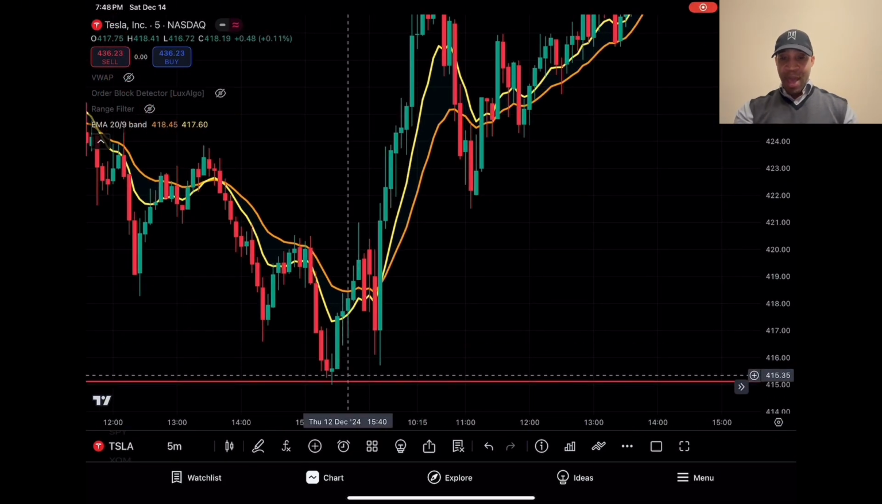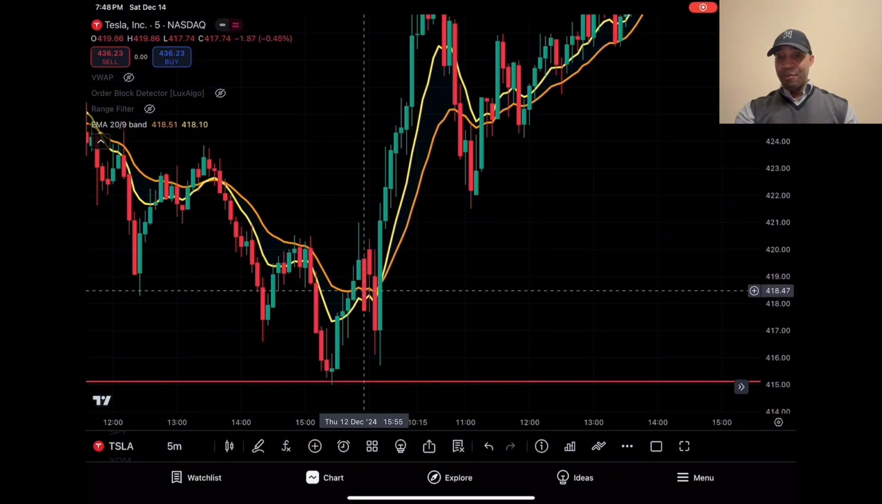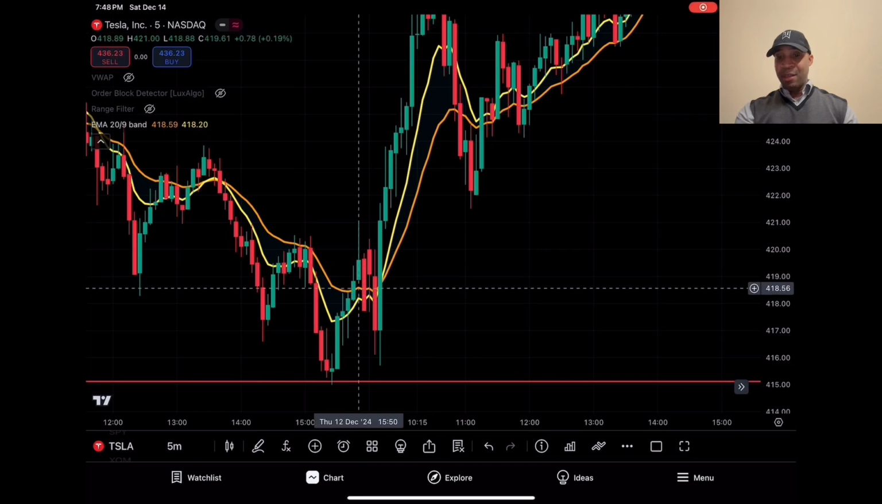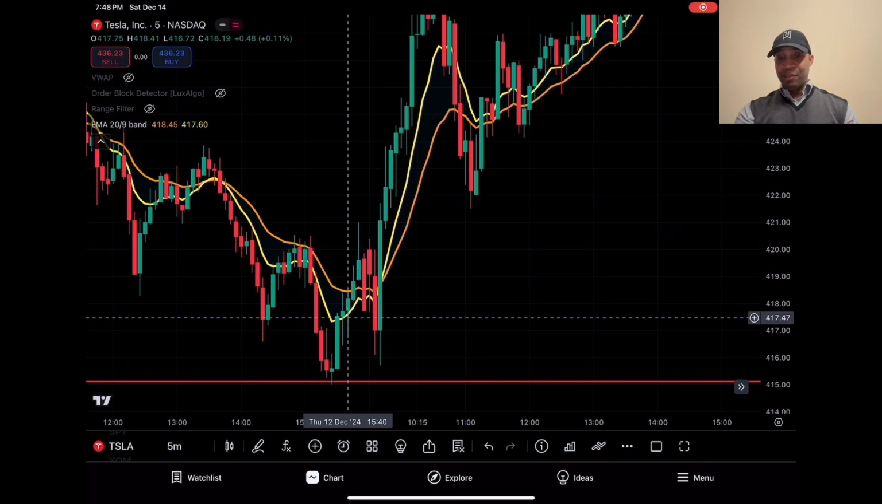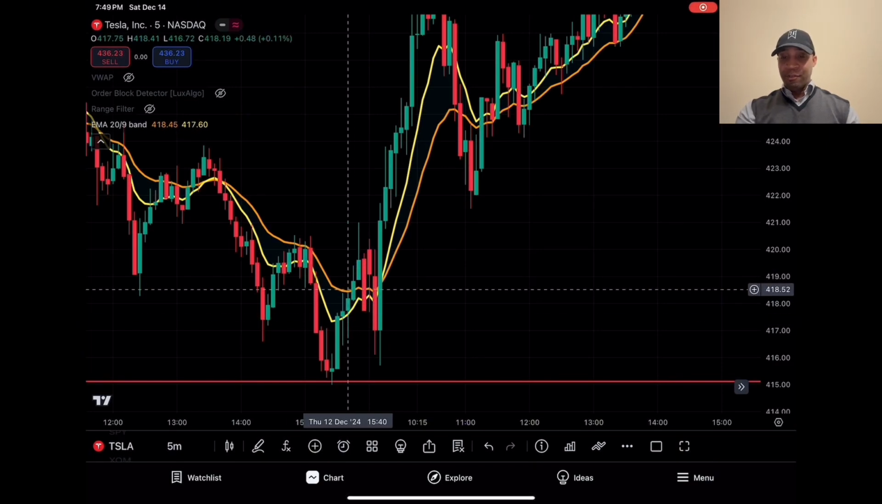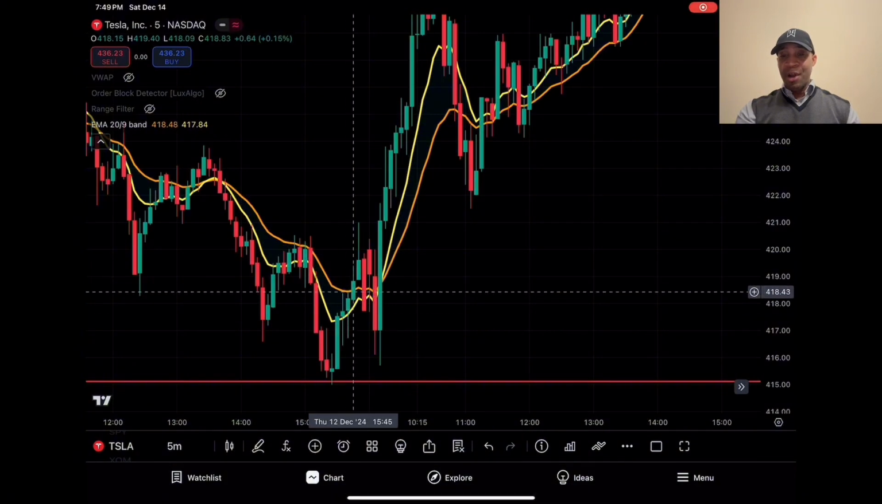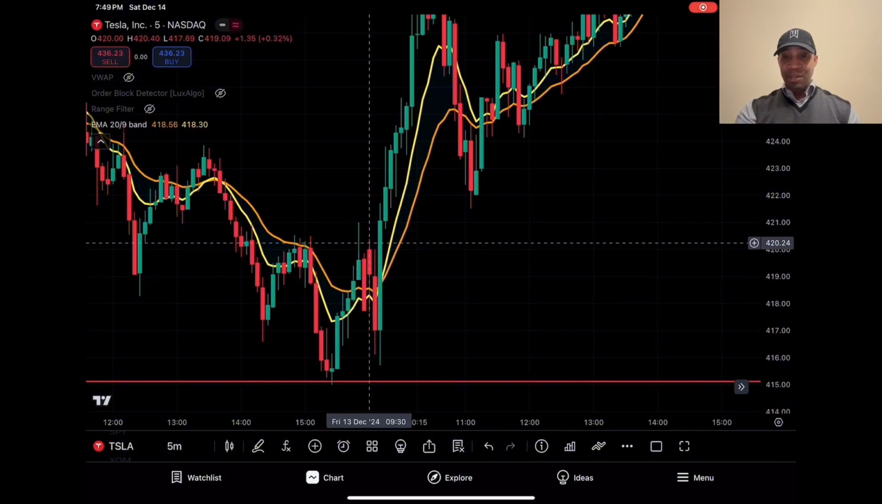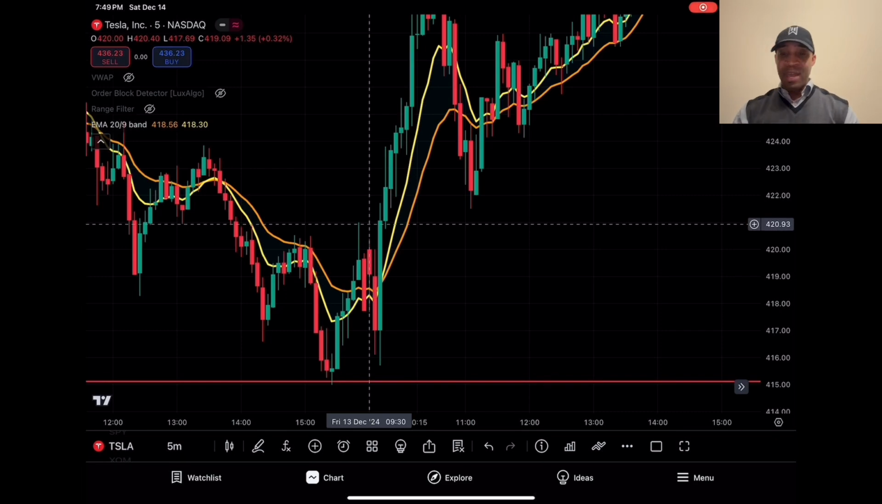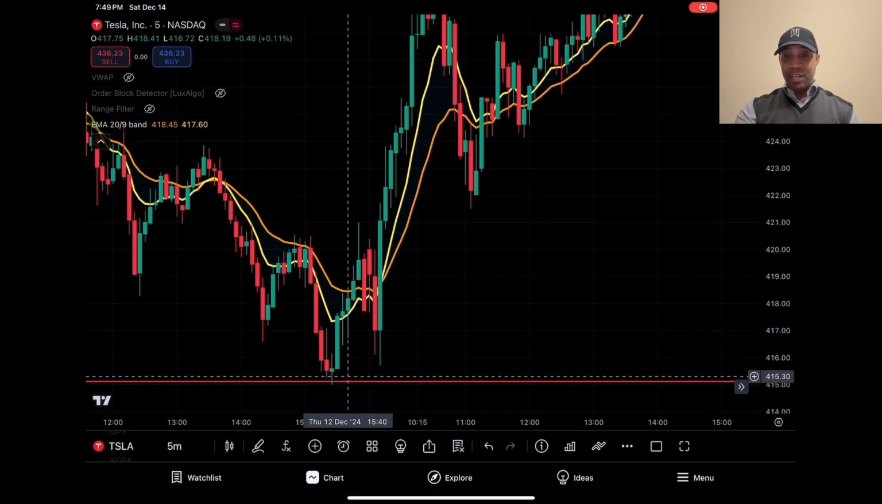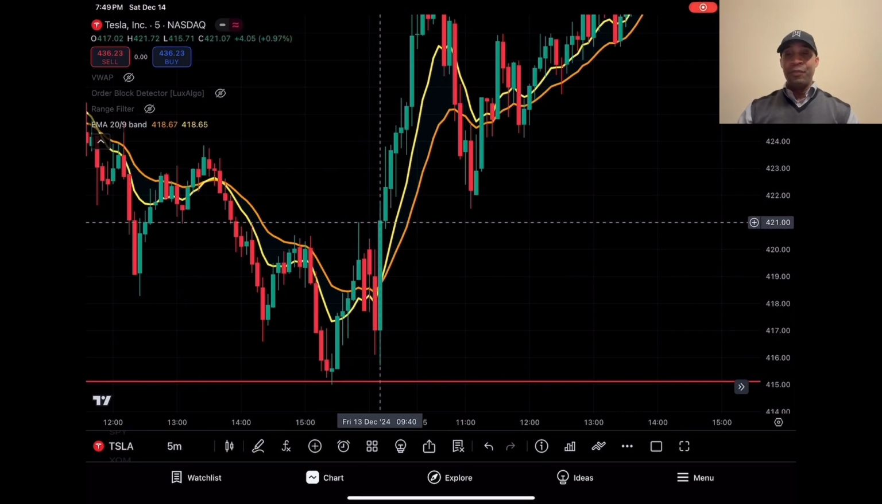If you see what happened, we hit that line. Some people would jump in right here. Why? What do you see still above? You see that 9 EMA. The 9 is the yellow line. The 20 is the orange. We still above the 9. It's a fake out. And as you see, what happened? I FOMO'd, I missed. We down here at 415 and went all the way up. That's not the move. You need to retest. What happens?